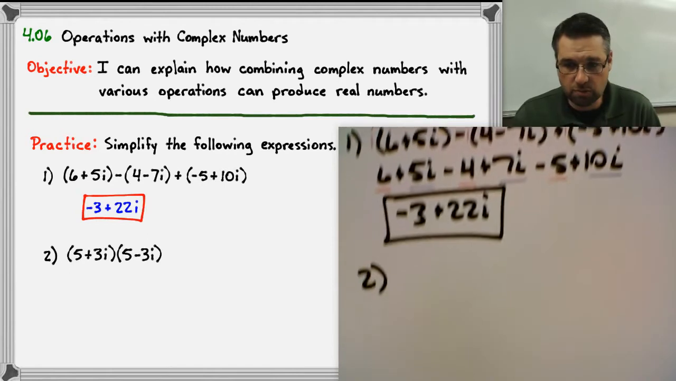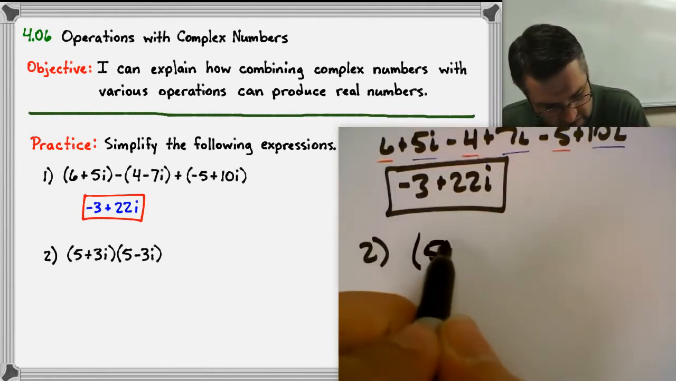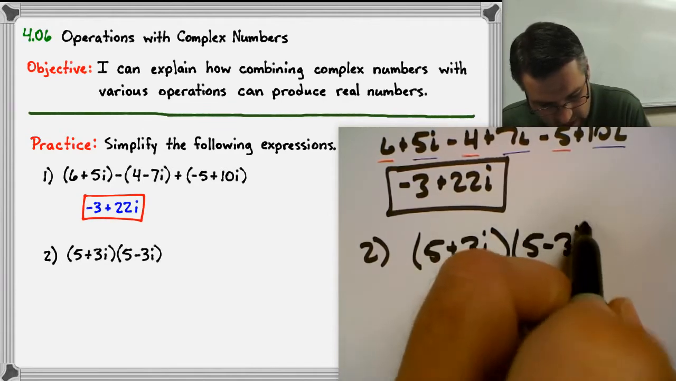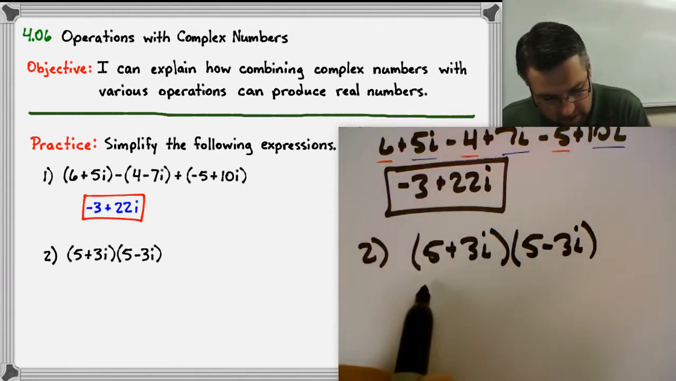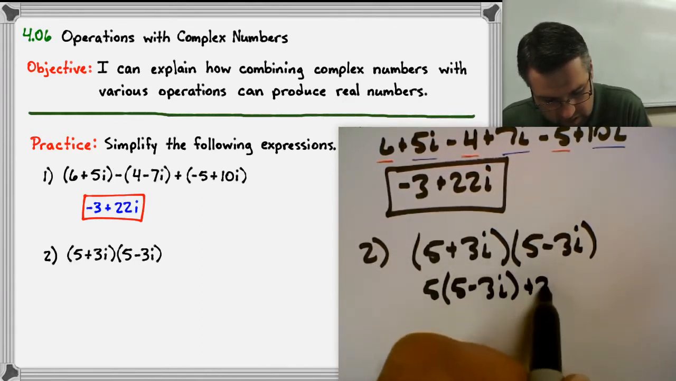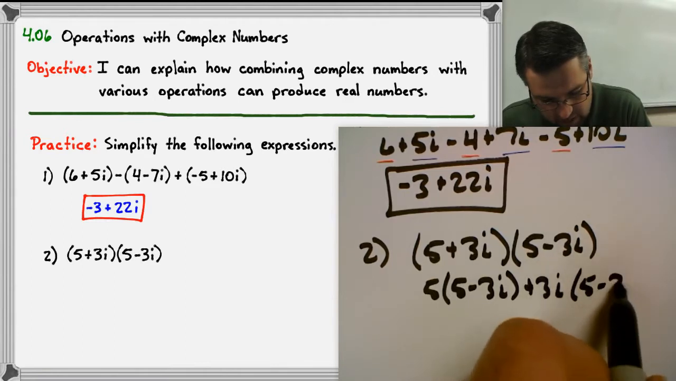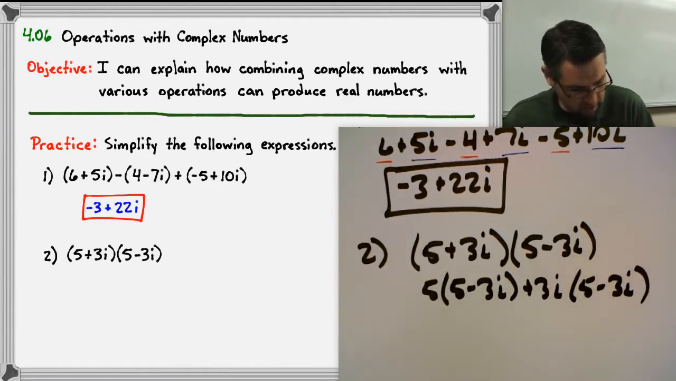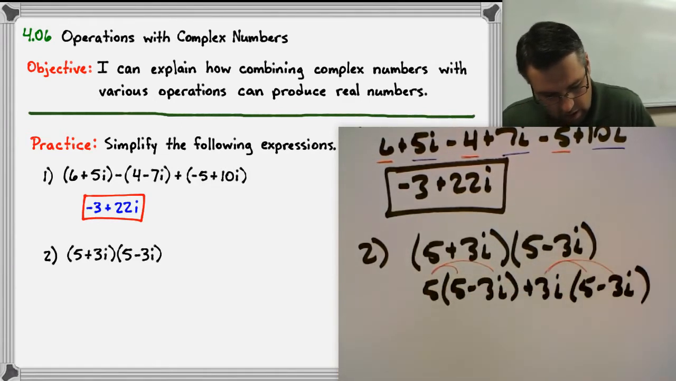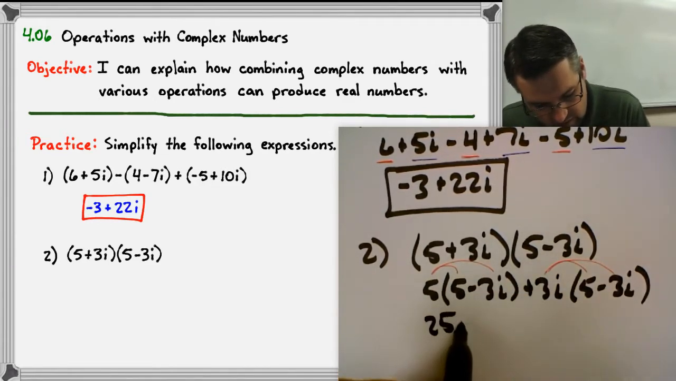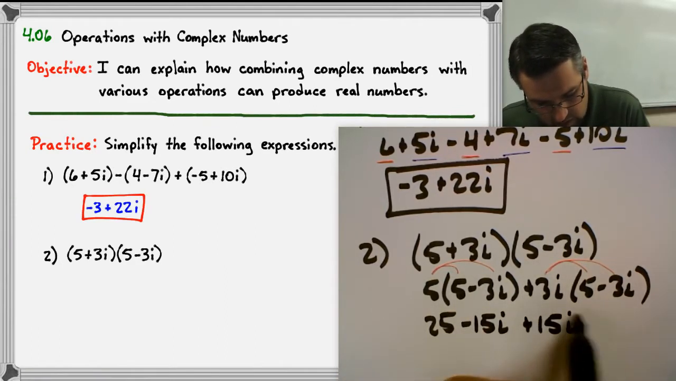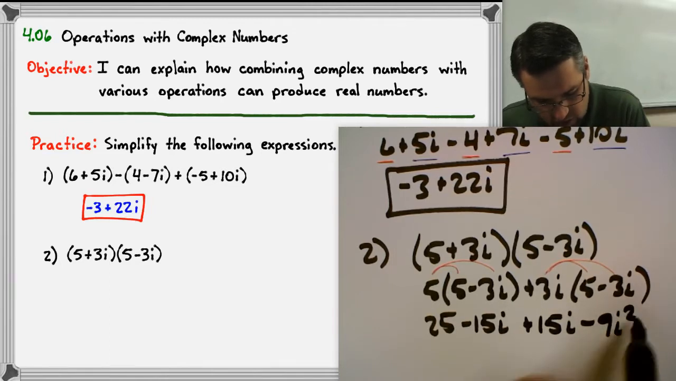All right, for number two, we have 5 plus 3i times 5 minus 3i. So remember, when we rewrite this, we expand it. We say 5 times 5 minus 3i plus 3i times 5 minus 3i, just like multiplying polynomials. Then we distribute into each of those. And so we end up with 25 minus 15i plus 15i minus 9i squared.